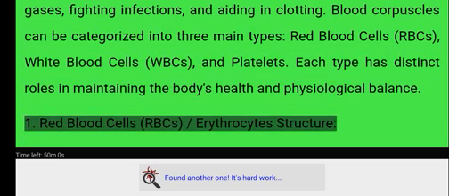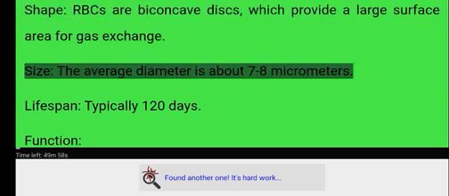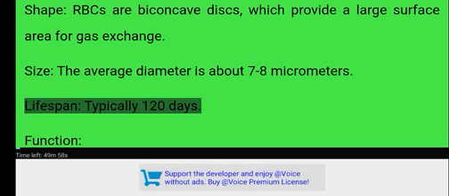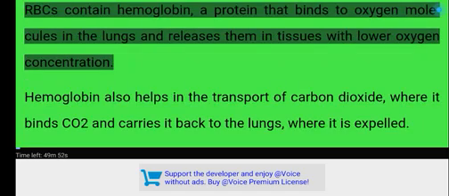1. Red blood cells (RBCs), erythrocytes. Structure. Shape: RBCs are biconcave discs, which provide a large surface area for gas exchange. Size: the average diameter is about 7 to 8 micrometers. Lifespan: typically 120 days. Function: the primary function of RBCs is the transport of oxygen from the lungs to tissues and the return of carbon dioxide from the tissues to the lungs for exhalation.